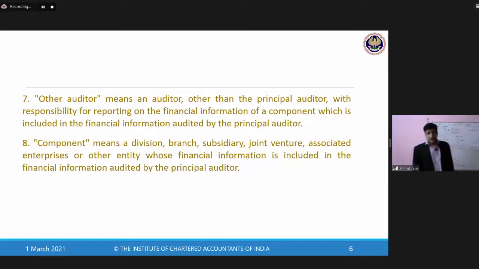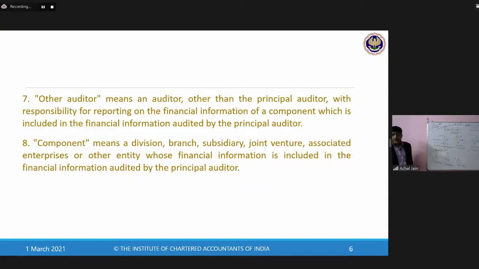Other auditor means an auditor other than principal auditor, means 2, 3, 4, with responsibility for reporting on financial information of a component which is included in. So these informations, standalone financial statements of Y Limited is included in CFS of X Limited. So which is included in the financial information audited by principal auditor, means CFS. So CFS is the one which is audited by principal auditor, and financial statements of Y Limited are flowing to CFS. So that's why auditor of Y will be called as other auditor, or you can say the component auditor. Clear?